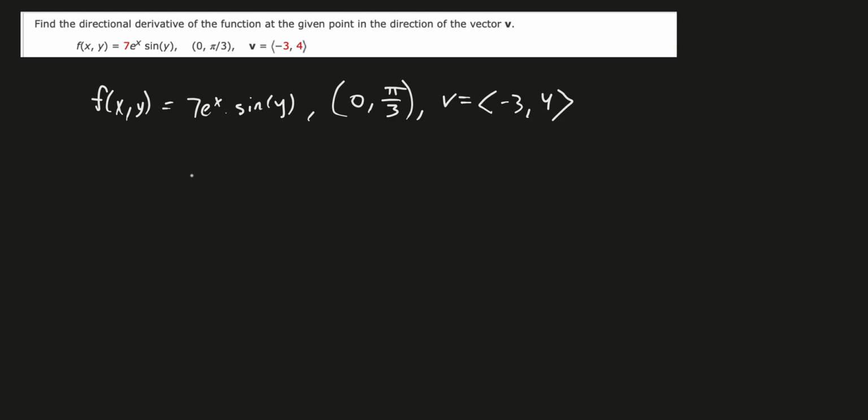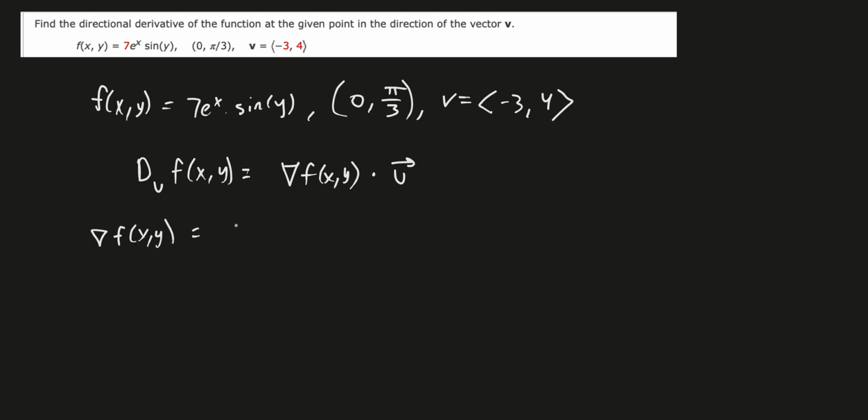So in order to find the directional derivative, we need to know the gradient and then dot product that with the unit vector. Now this is probably not our unit vector, it's just a vector v. So we have to figure that out. But we'll first find the gradient because I feel like that's more challenging.